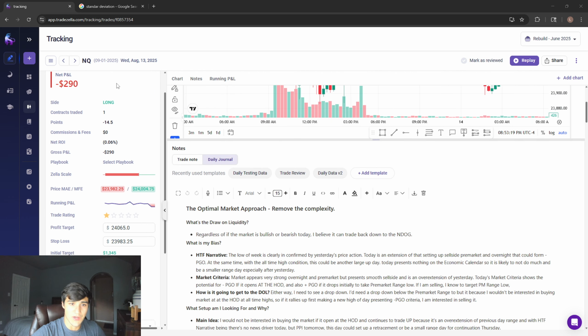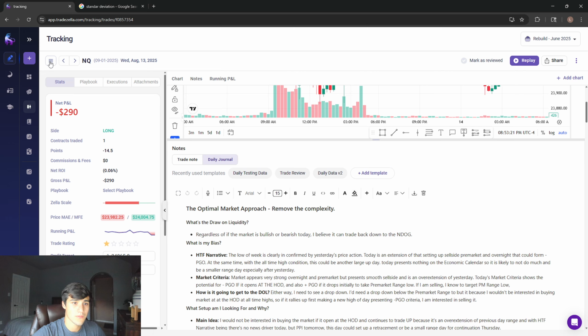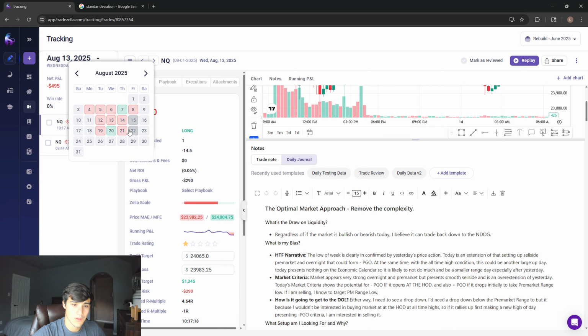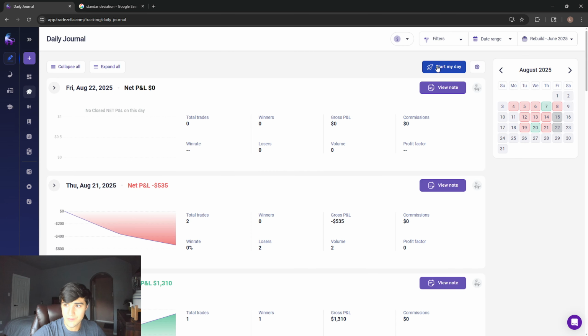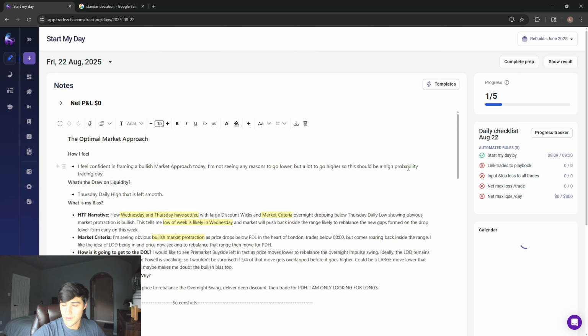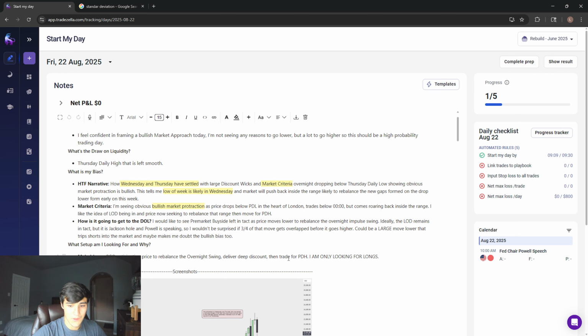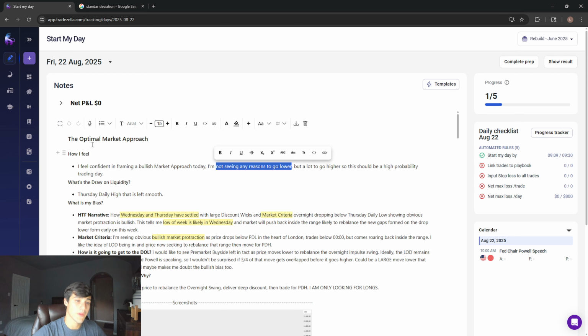So let's go back to Friday real quick. And I didn't take any trades that day, so the daily journal. Let's do this. Go to Friday. Okay. I'm only looking for longs. I feel confident in framing a bullish market approach today. Not seeing any reason to go lower. Okay. Compare this. This is an A day. Compare this to a C day.